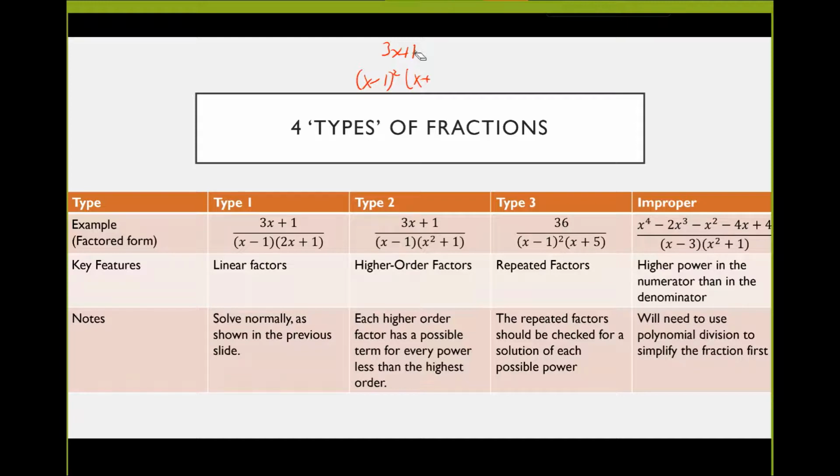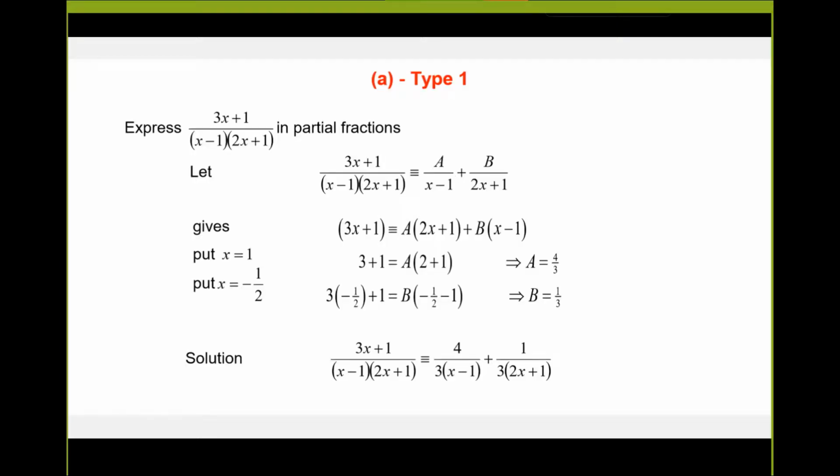So type 1, again, same idea as what we did in the previous slide. We have linear repeated factors. These are both x to the first power. So when I break these up, I'm just going to have constants in my numerators. We'll cross multiply, so this will be a times 2x plus 1 and b times x minus 1 to get my common denominator, and then set the numerators equal to each other to get our equation that we can use to solve for a and b.